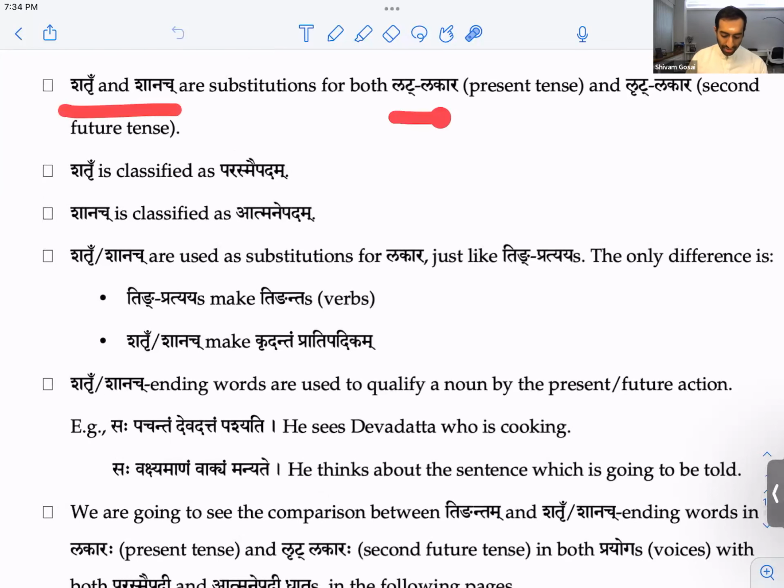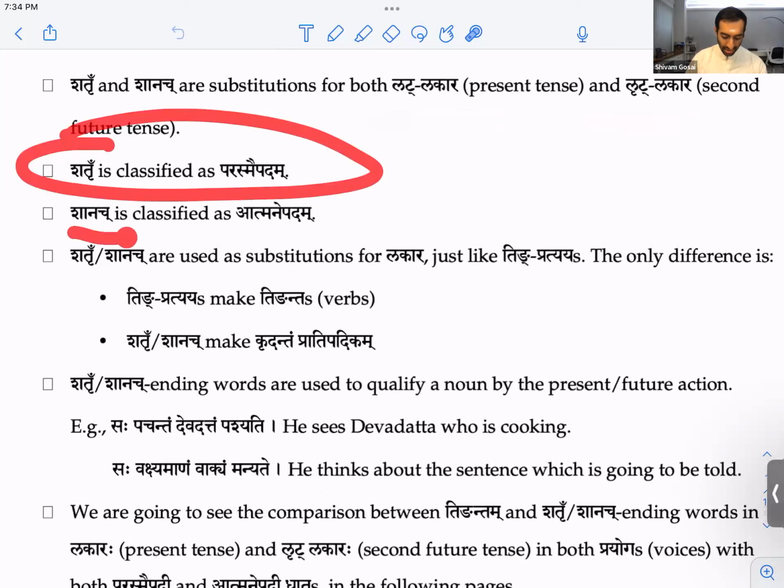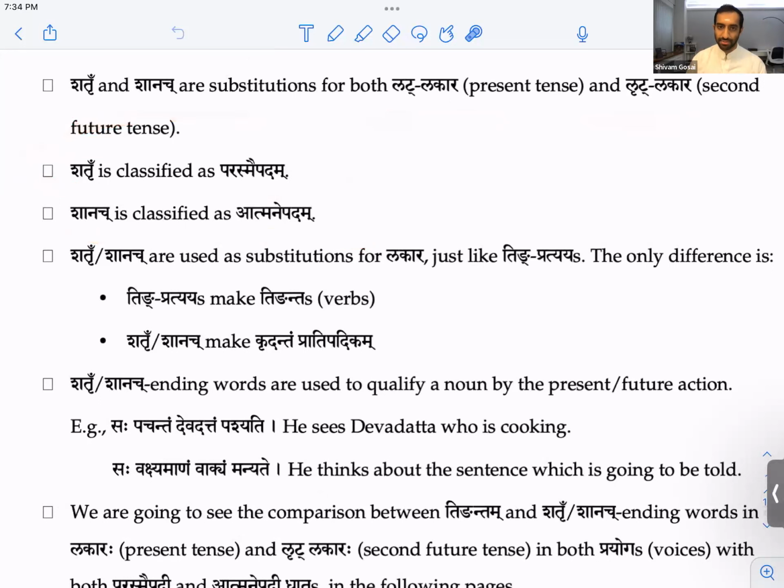These two are substitutions for lat lakara and lrit lakara, so present tense and future tense. Shatru is parasmaipada and Śānac is atmanepada.